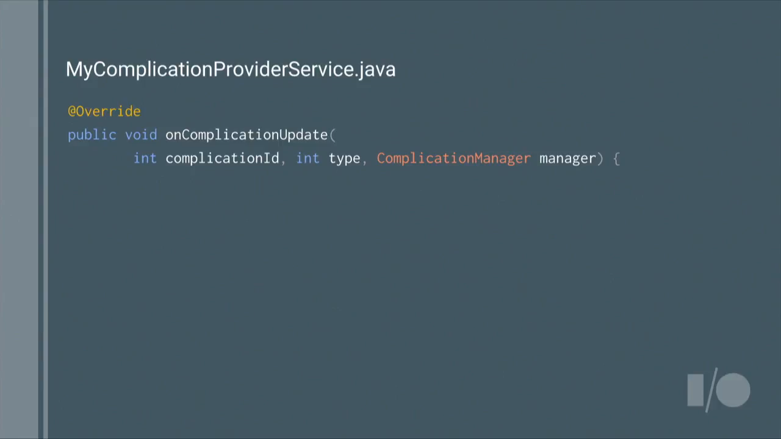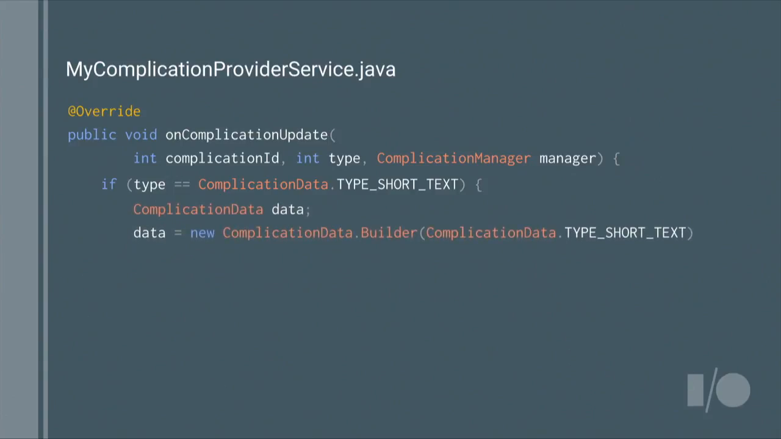OK, so let's take a look at an example of how you might implement this method. You'll see that one of the parameters is the type. That's the complication type that's required. And the first thing we're going to do is check that. Now, in this example, we're only going to support short text. In a real-world example, you would probably support more than one type. So first, we start building a complication data object of that type, short text.